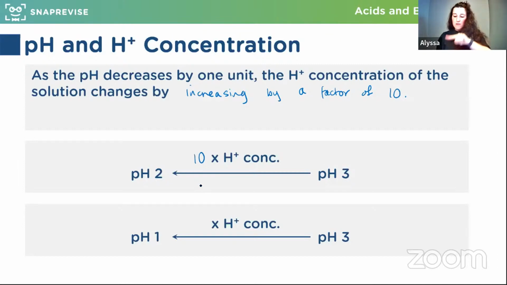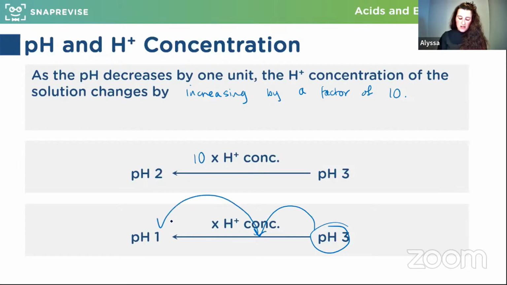So if every time you go by 1 pH, it changes by 10 times, if you go by 2, so go from pH 3 to pH 2 and then to pH 1, it actually changes by 100. So again, if I've got a solution of pH 3 and I compare it to a solution of pH 1, my pH 1 solution will have 100 times more acid particles per unit volume than my pH 3.